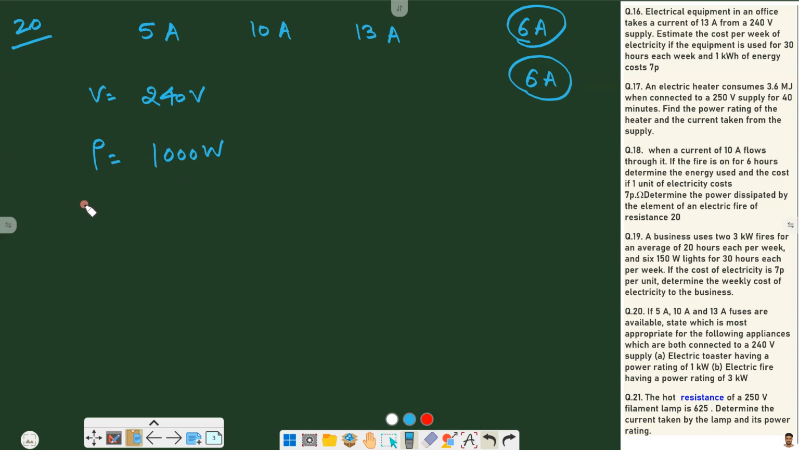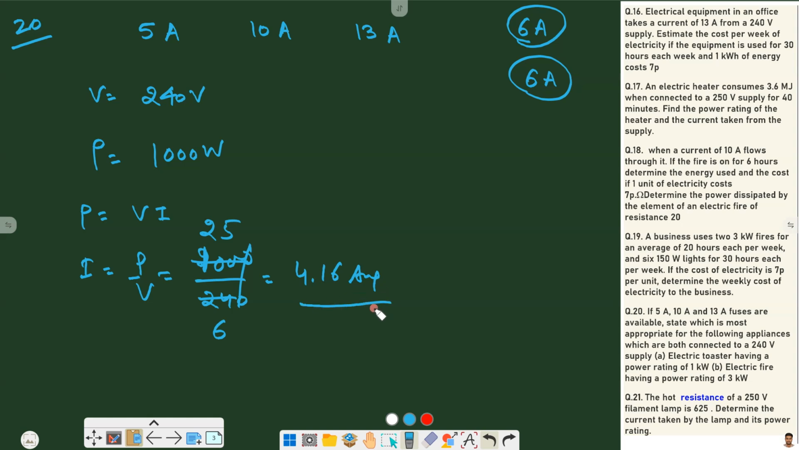So here P is equal to VI, and I will be P by V, or 1000 by 240, and it comes out to be 25 by 6, so 1.6 something ampere. So for this type of instrument we will choose 5 ampere fuse.